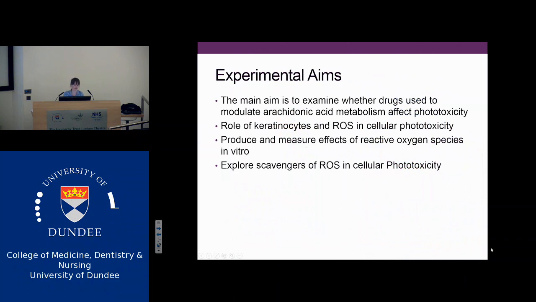So what I have been looking at specifically in this project is to examine what drugs modulate arachidonic acid metabolism and affect phototoxicity, the role of keratinocytes and reactive oxygen species in cellular phototoxicity, to produce and measure some effects of reactive oxygen species in vitro, and to explore some scavengers of reactive oxygen species in cellular phototoxicity.